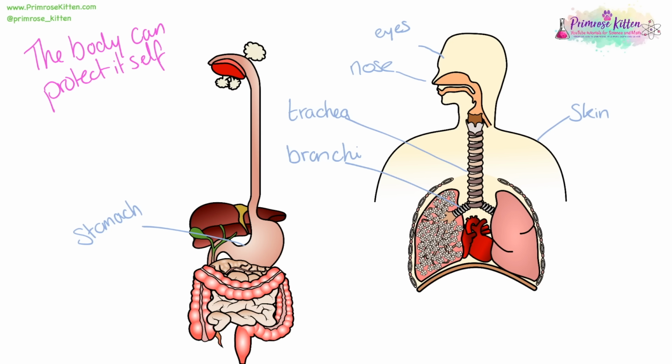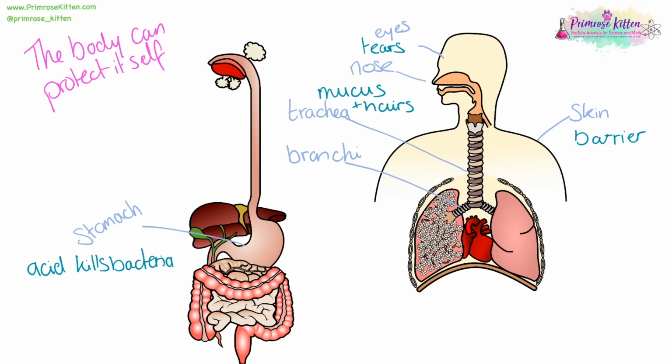The body is rather good at protecting itself against pathogens. The stomach is full of acid, which kills bacteria. Your respiratory system, your nose, your trachea, your bronchi are full of mucus and hairs which trap bacteria. Your skin acts as a barrier which stops things getting in. And your eyes have tears which wash them out clean.